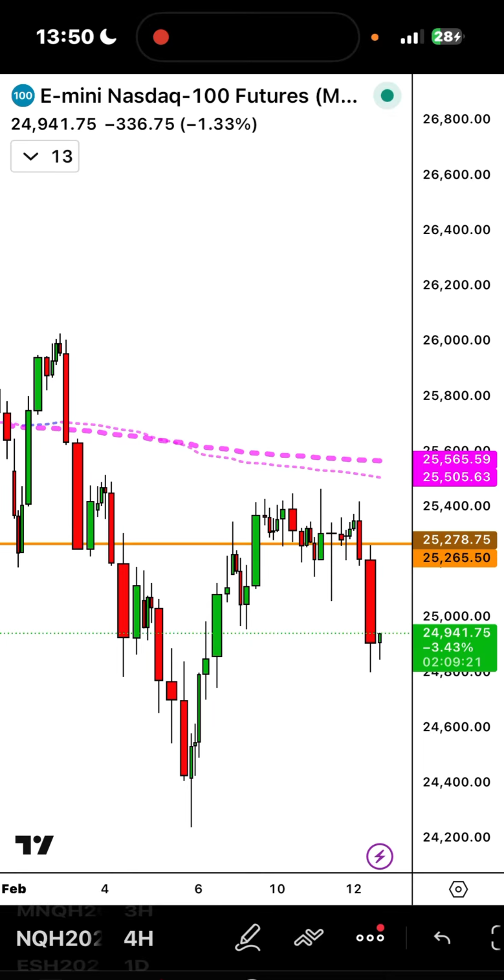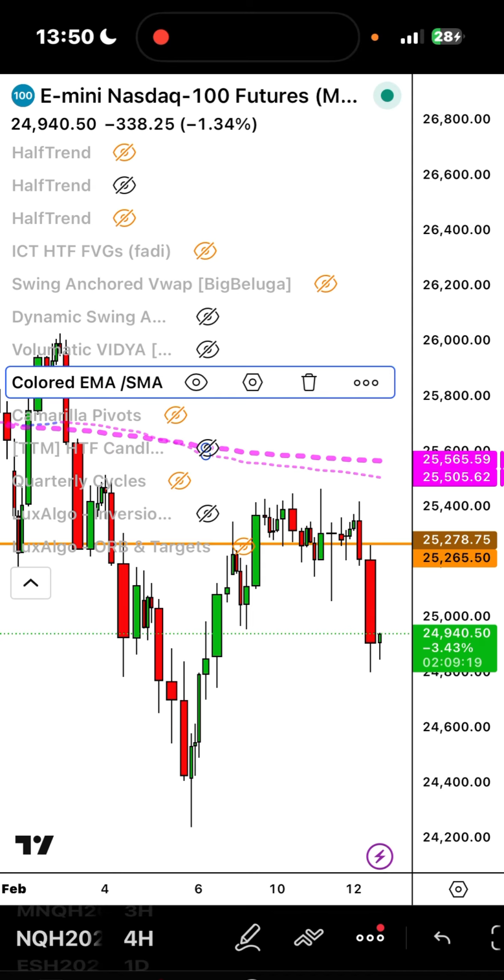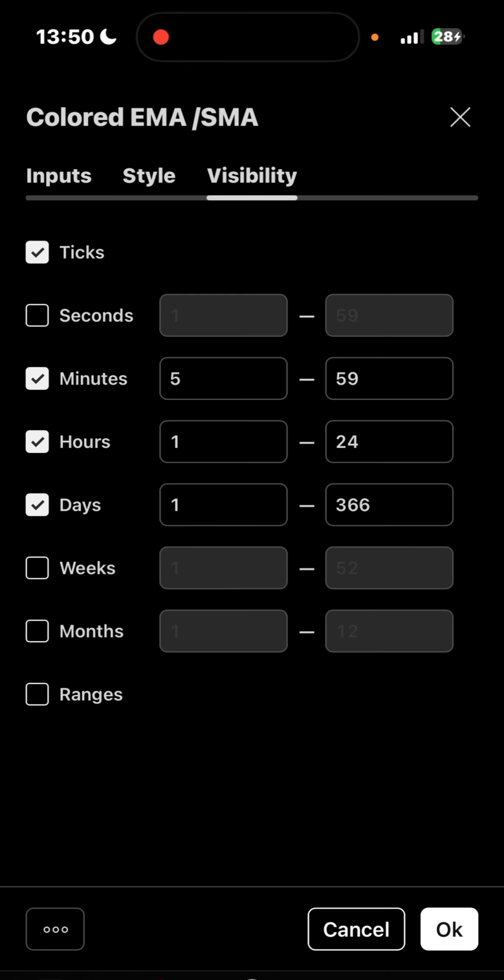/ SMA. So Kevin, in trading, your mom knows this. Let me go to the settings so I can explain properly. First of all, the visibility I have set to 5 minutes and above, because that's where this is important. It is kind of important in the lower time frames, but here is where it's actually very important.